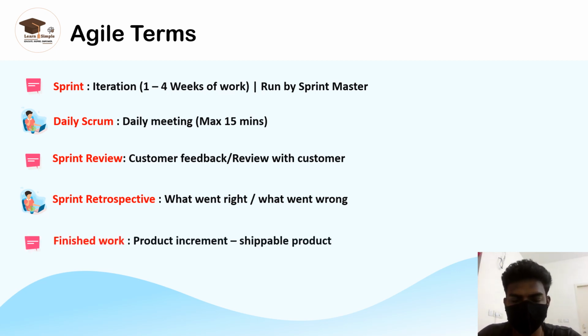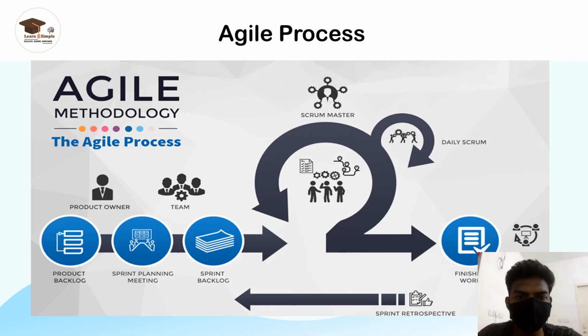Finally, finished work is basically called a product increment or shippable product. In my first video, I clearly mentioned that in an Agile project, the scope is done based on small increments. So this finished work is not a complete finished work. It might be a partial finished work, but something which is going to give value to the customer, something which is shippable, a part of a shippable item as a product. Now, with all the key Agile terms in mind, let's jump into the Agile process.